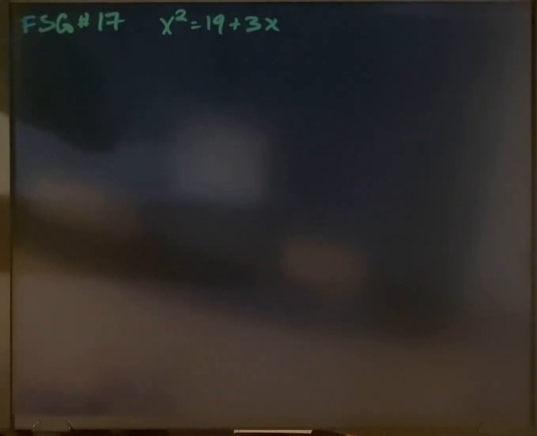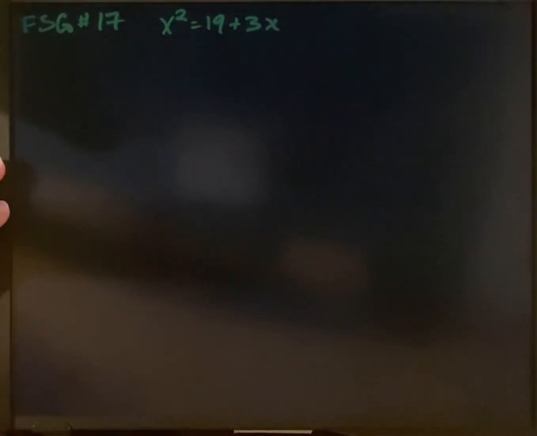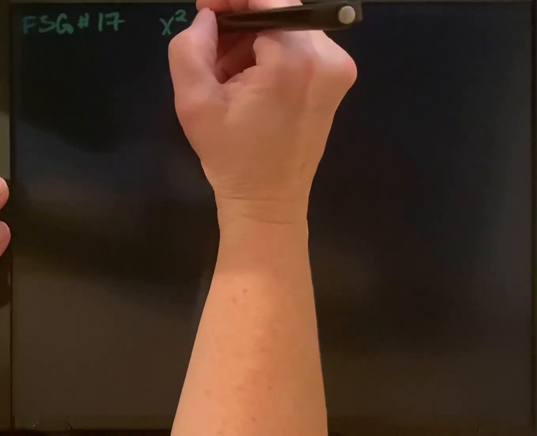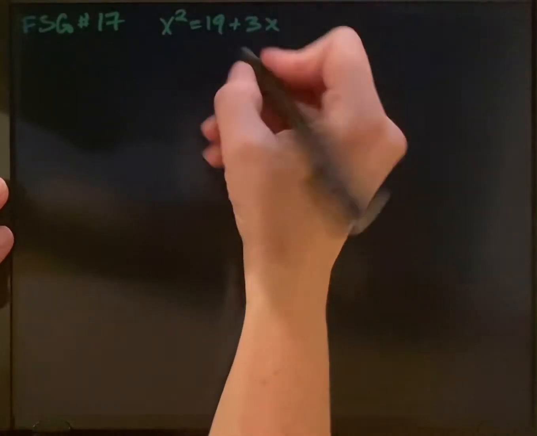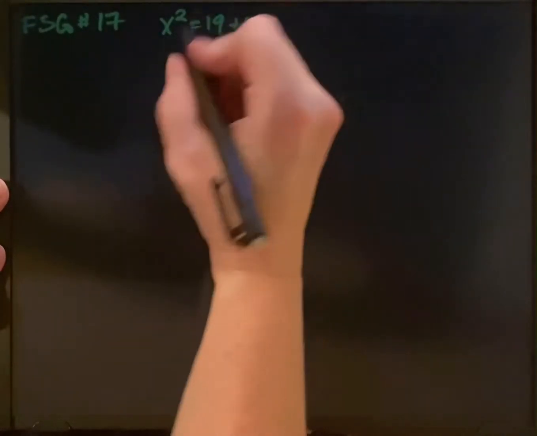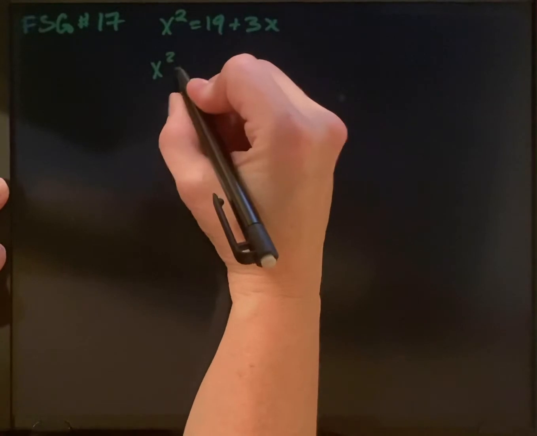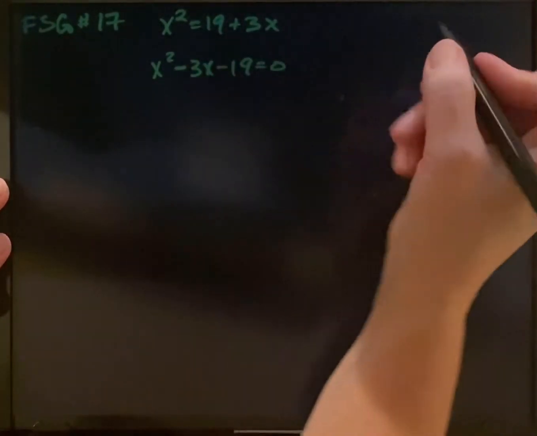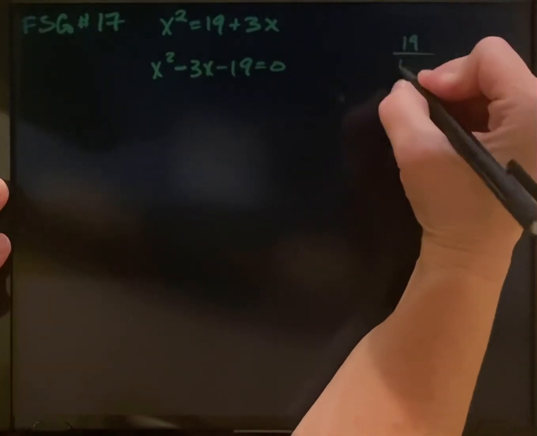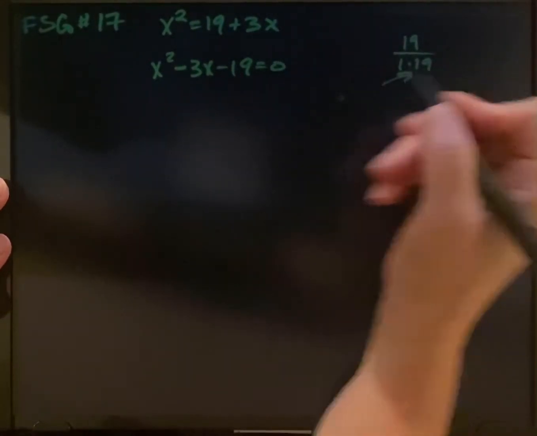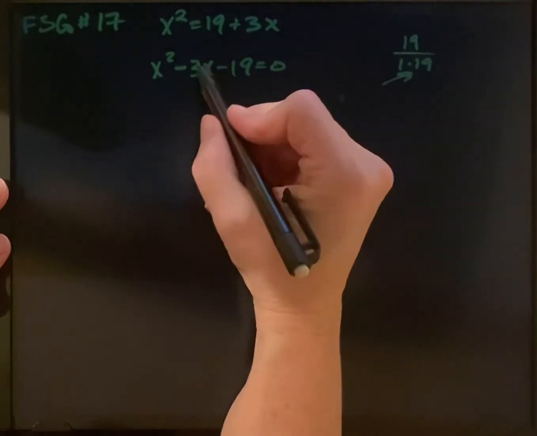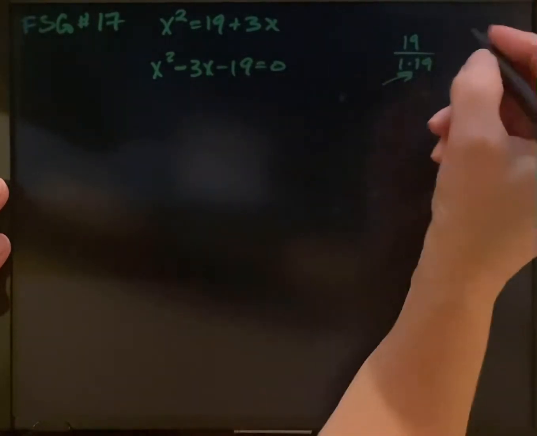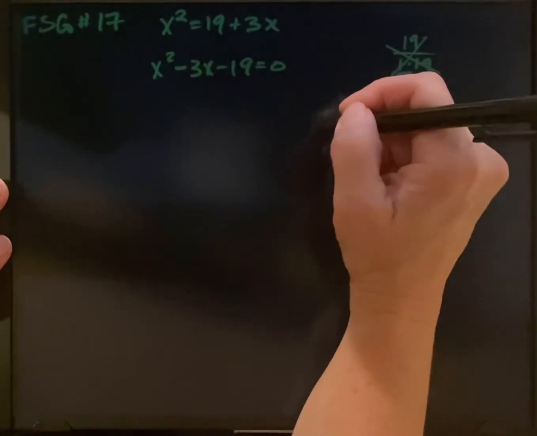This question is asking us to solve the equation and write the answer in interval notation, in set notation. So let's start by moving everything over to one side. It's going to give us x squared minus 3x minus 19 equals 0. So this doesn't factor nicely. There are no factors that multiply to give this and add together to become -3, so this isn't going to be a good option.